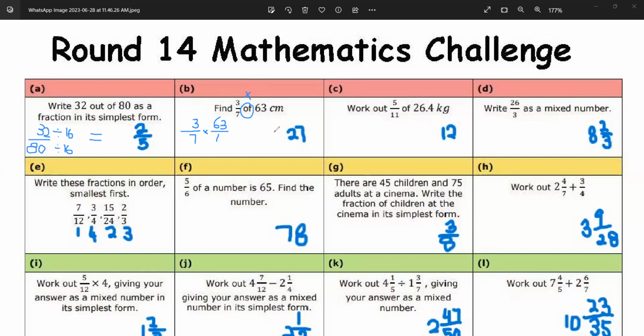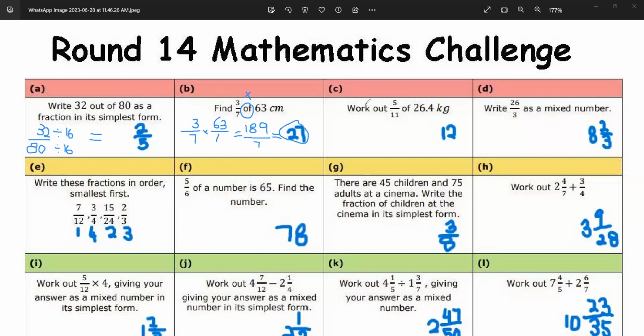So 3 times 63, which will get 189, and 7 times 1 will get 7. When we simplify it, we'll get 27.